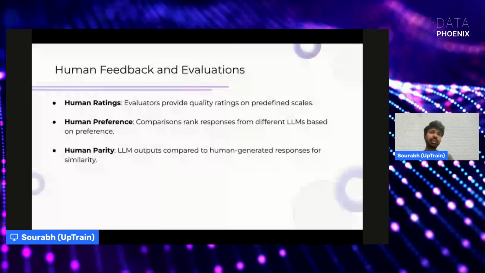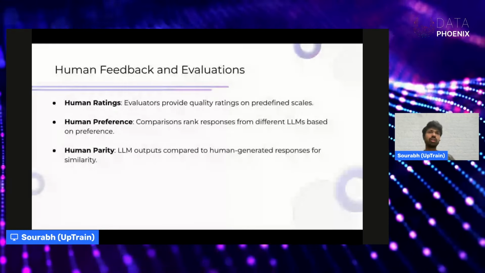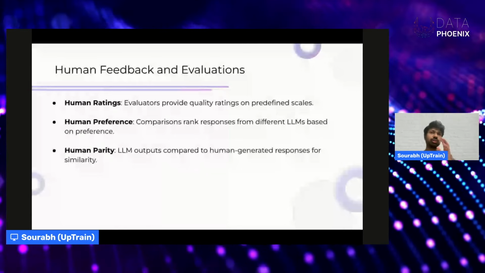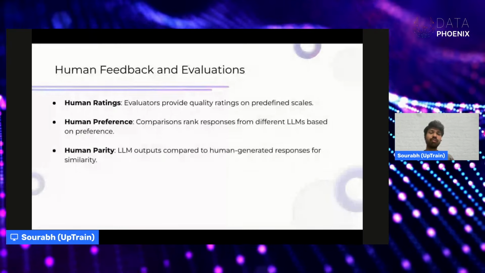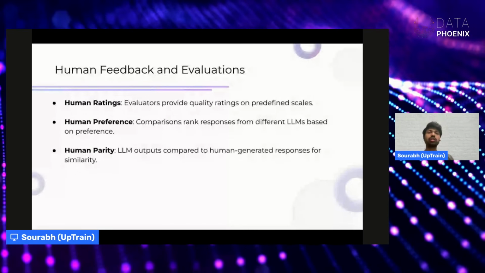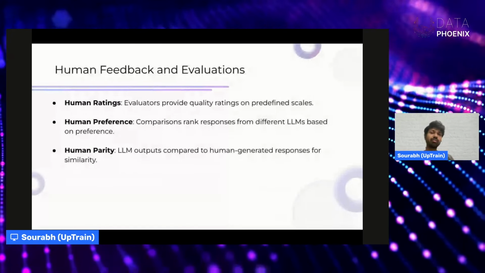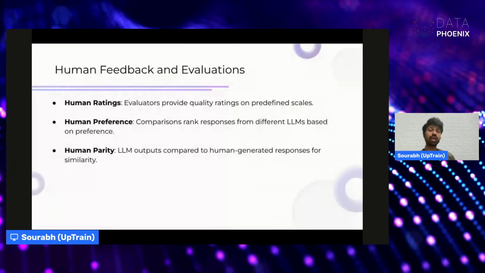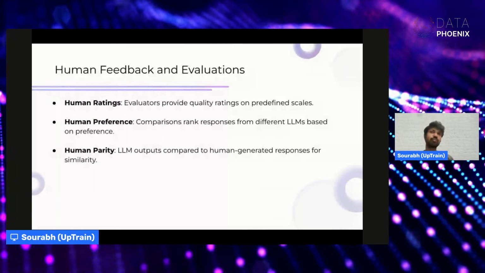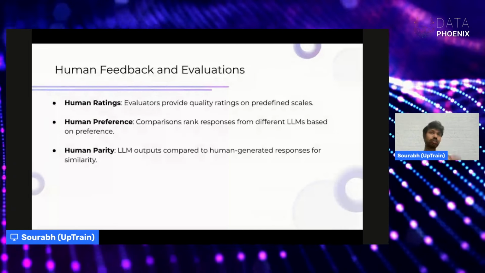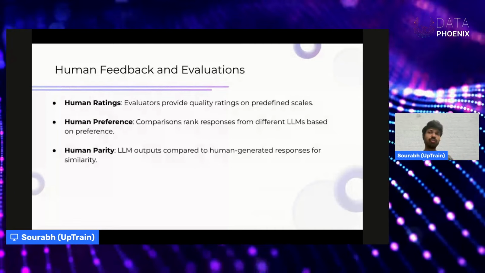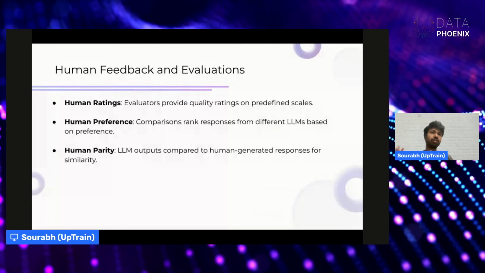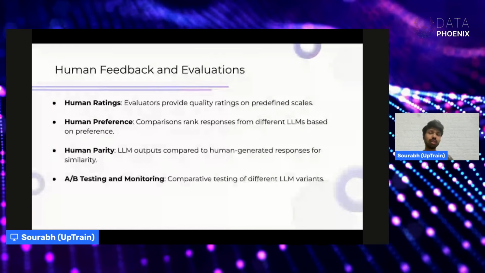Thirdly, you can ask humans to do a parity check. Let's say you have a ground truth for your test cases. You can ask the humans, if I compare my ground truth versus the response generated by my LLM, which of them is more likely to be model generated and which of them is more likely to be human generated. And if the model response looks more likely human generated, you can say that the performance of the model has improved.